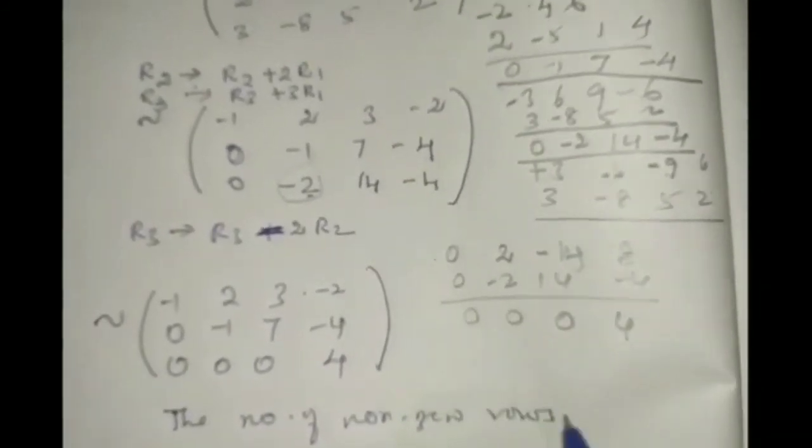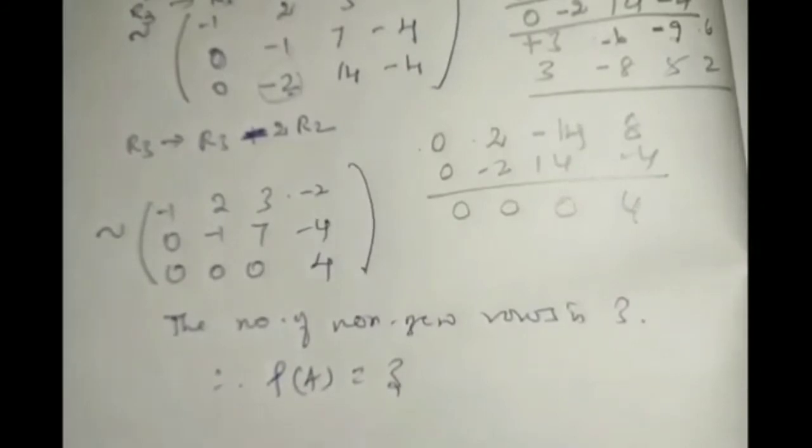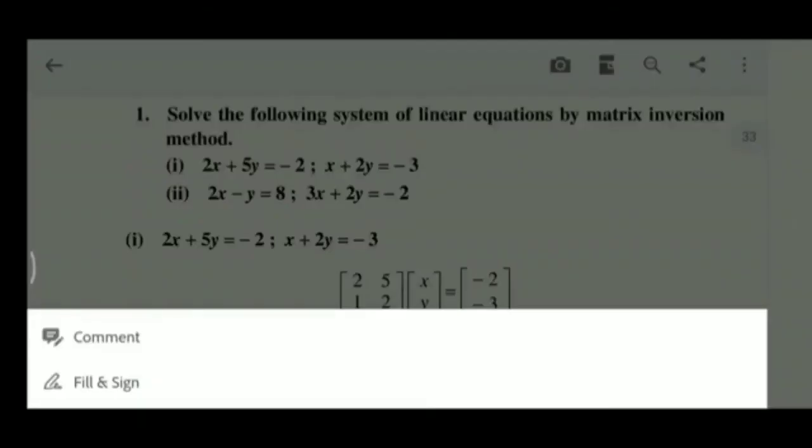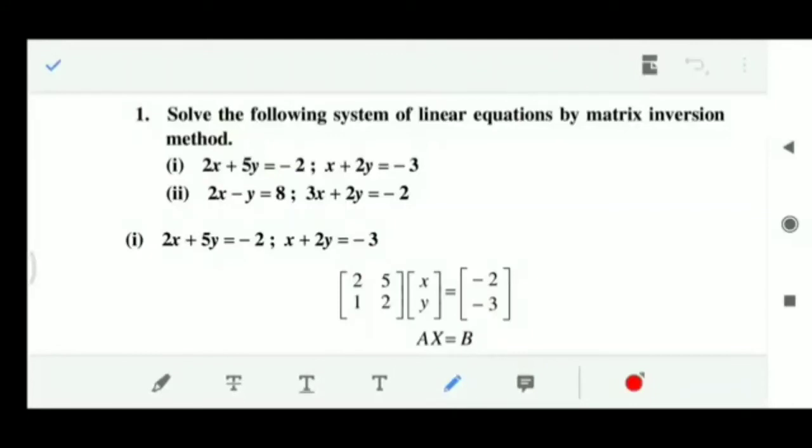The number of non-zero rows is 3. Therefore, rank of A is equal to 3. So this is the way of finding the rank using the reduction method. The next one is to solve the system of linear equations by the matrix inversion method.